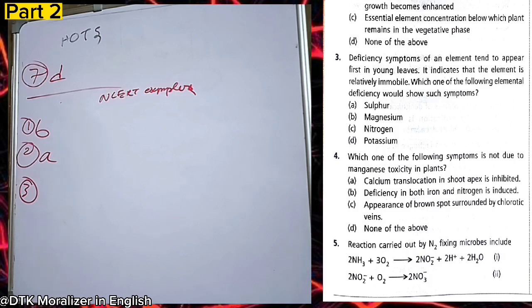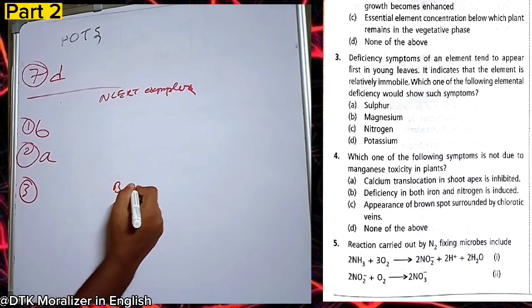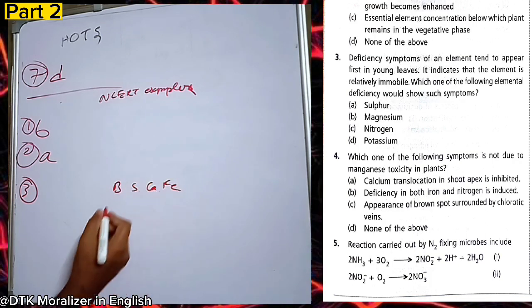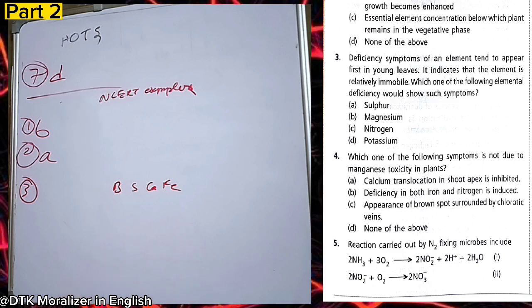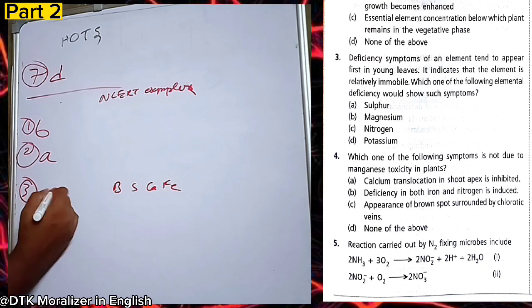Now question number 3. Deficiency symptoms of an element tend to appear first in young leaves. It indicates that the element is relatively immobile. Which one of the following element deficiencies would show such symptoms? Here, immobile elements are mentioned: boron, sulfur, calcium, iron. These are immobile elements. So in these options, as you can observe, sulfur. Option A would be right.